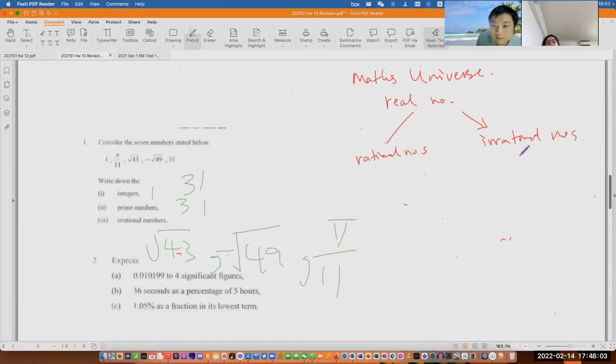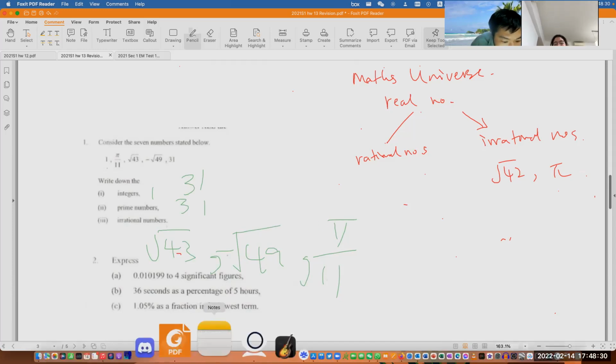For irrational numbers, do you still remember what they are? Irrational numbers are numbers that you cannot express as a fraction. For example, square root 42. It's non-terminating, right? And then is pi an irrational number? Can you check the definition? I also have it here.